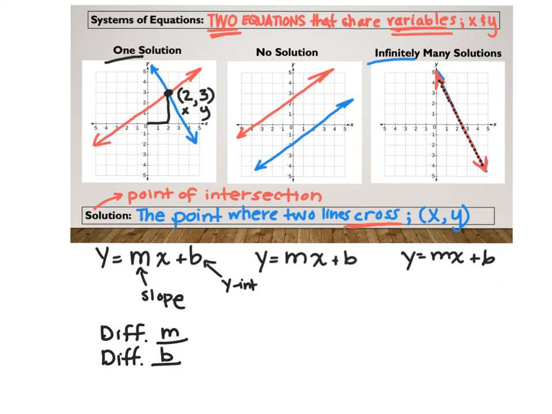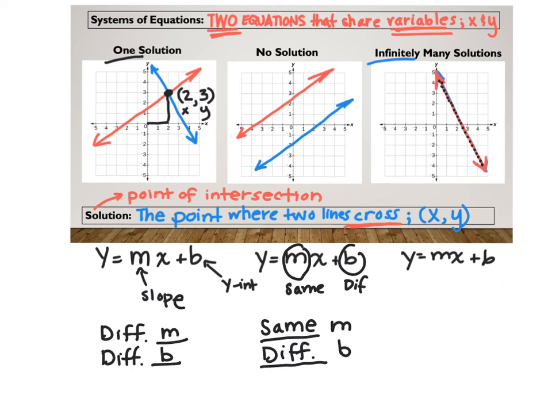Whereas no solution, the slopes actually look the same. So they have the same slope, the same m, but they have different y-intercepts, a different b. So in this case, their slopes, their m will be the same, but their b's will be different. And this will make more sense too when you actually start graphing the equations or even looking at the equations in order to graph them.